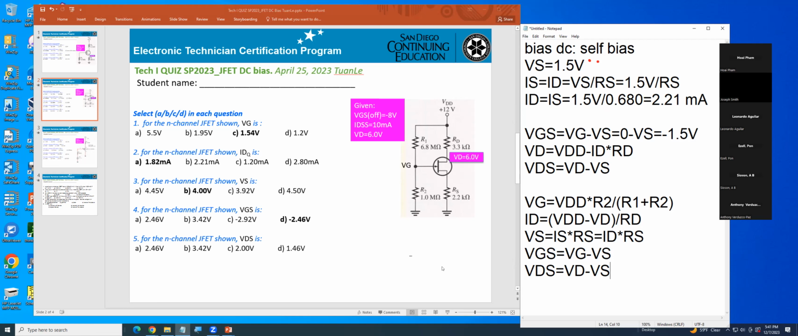C. You already get a VD. 2 volts. D, right? Yes, sir.